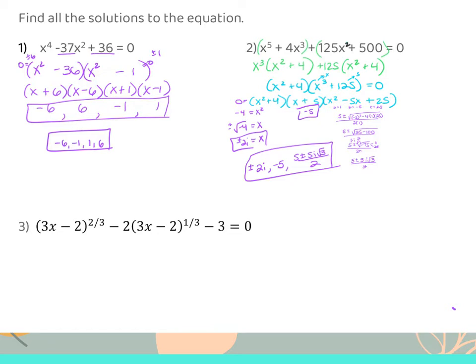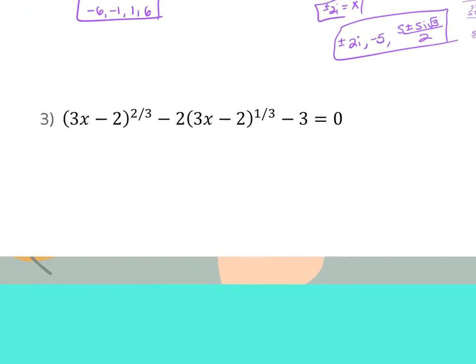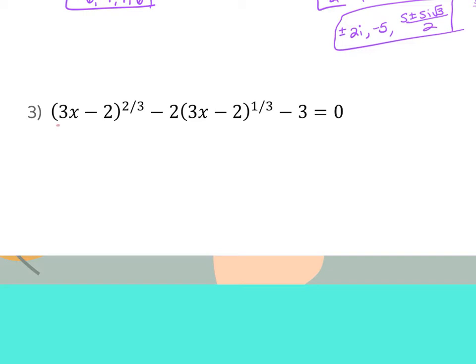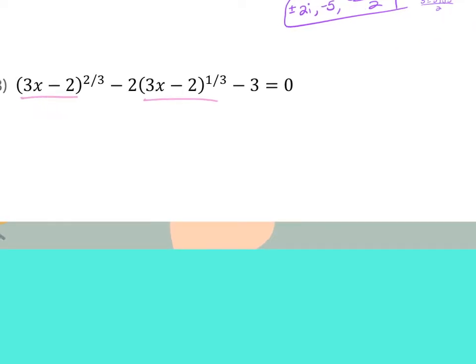All right, then we get to that last one, which was terrifying, but then we realized we could do substitution, and it's not quite so bad. Not that it's enjoyable by any means, but I don't think it's quite so bad. So I want to look and see if my first term is the square of the middle term, and it is. So I substitute. I will say a equals (3x minus 2) to the 1/3.